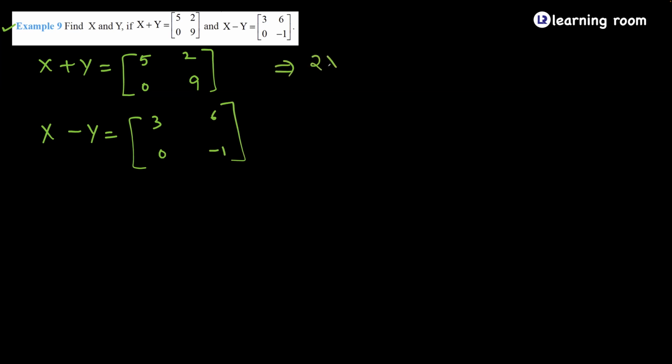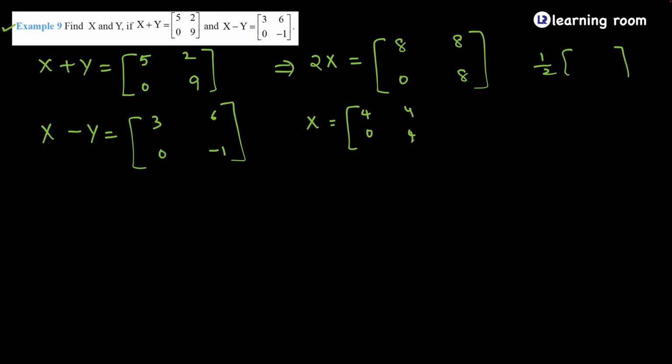You will get 2x on the left hand side. Right. So x plus x is 2x, y plus or minus y, so they both are additive inverses of each other. Right. So this is going to be equal to, how much will the answer be? 5 plus 3, 8, 8, 0, and 8. So what will be the value of x? X will be equal to half. So this 2 will go to the other side as half into this matrix. So scalar multiplication of matrix. So what should be the answer? 4, 4, 0, 4.